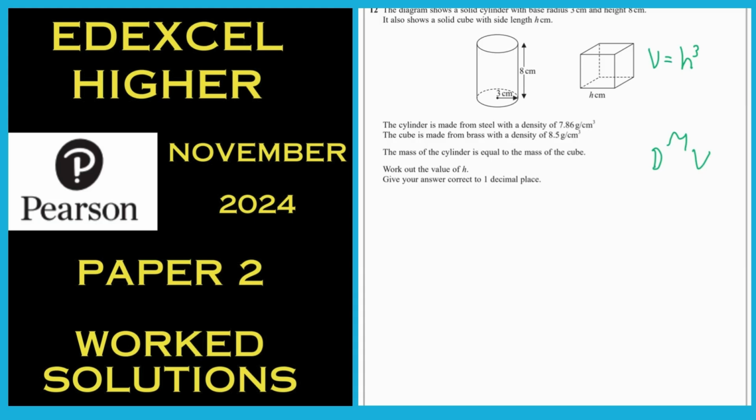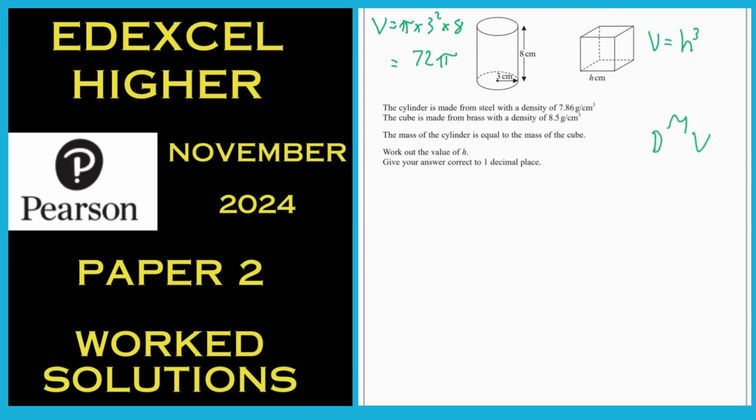The volume of the cylinder is pi times the radius squared multiplied by the height. You're welcome to use the decimal equivalent if you want, but most calculators nowadays will keep it in terms of pi. That's our first job. We've got the volume of both shapes.